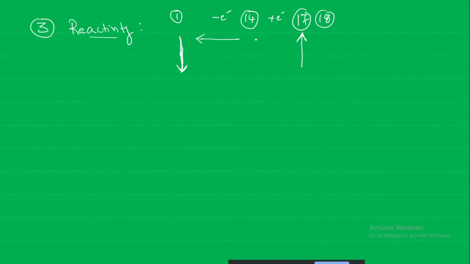Then when we are moving from 14 to 17, reactivity will increase. Group number 18 is stable. No reactivity, no business.